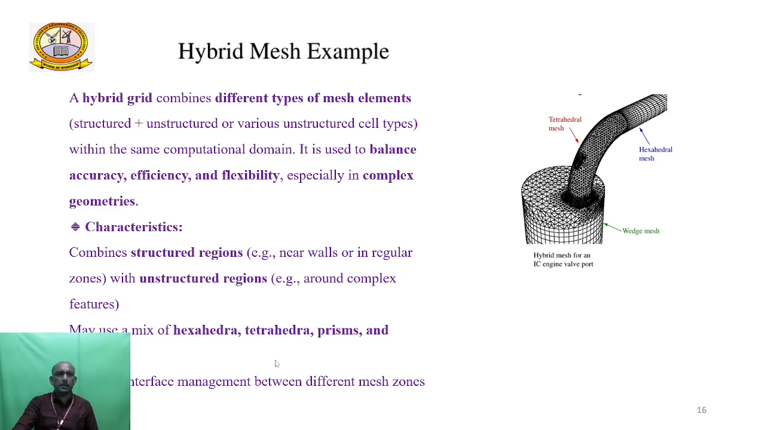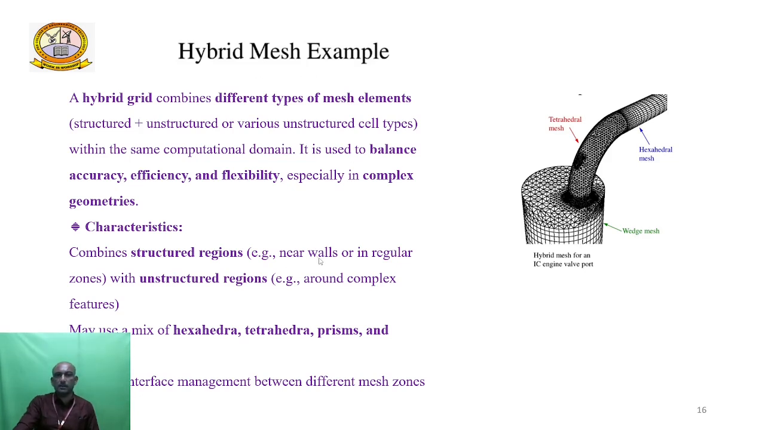Hybrid grid, structured and unstructured: it combines structured and unstructured grid. For example, near the wall it follows one type of grid, that is a structured grid. Around the complex region, we are unable to follow the structure, therefore we use the unstructured grid. So that type of combination mesh will be followed. This mesh is called hybrid mesh.